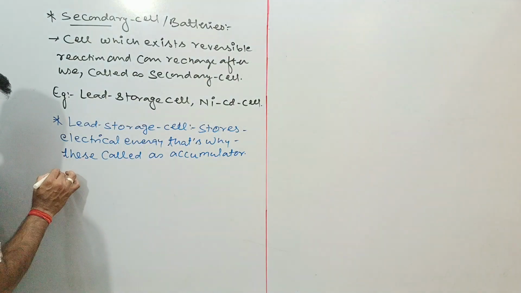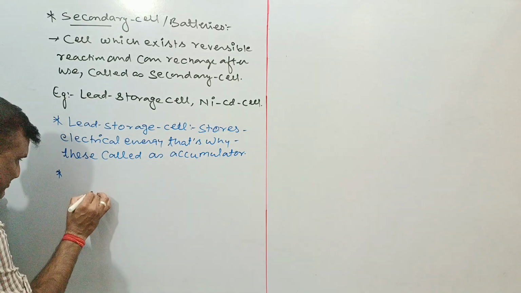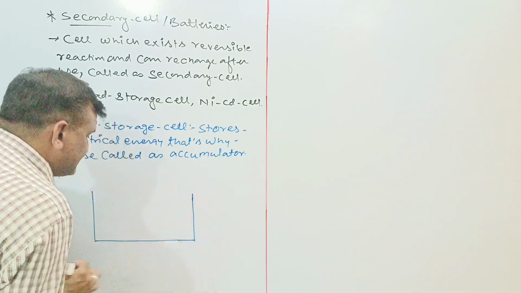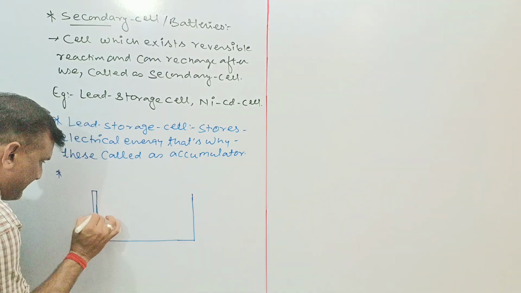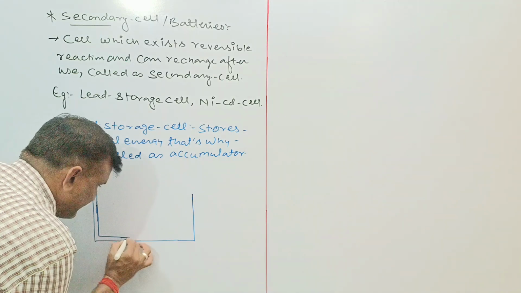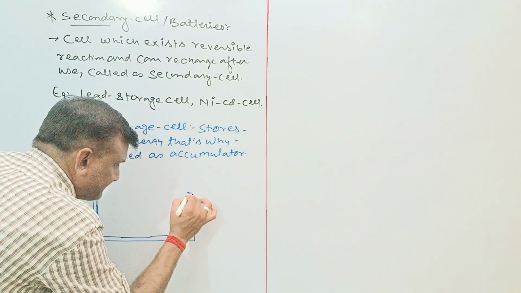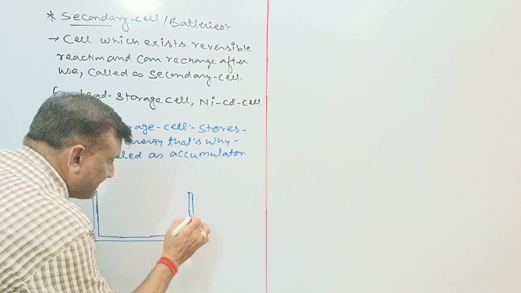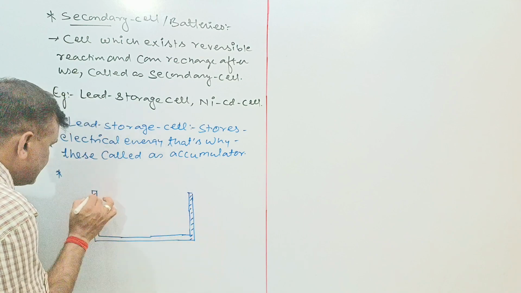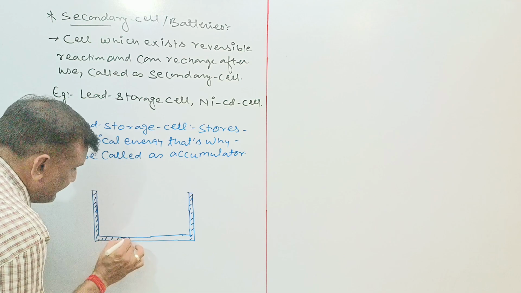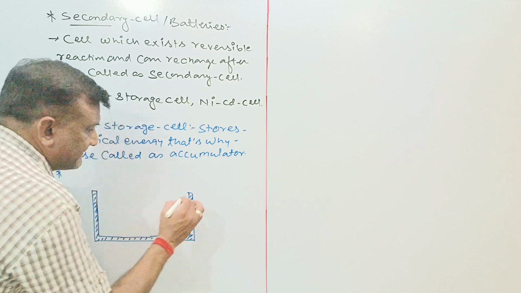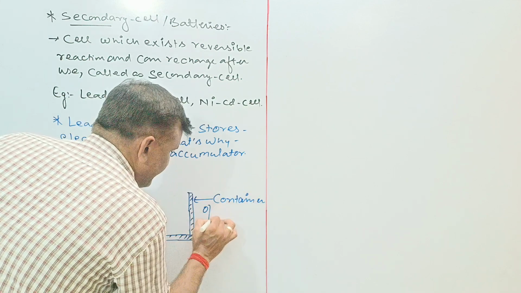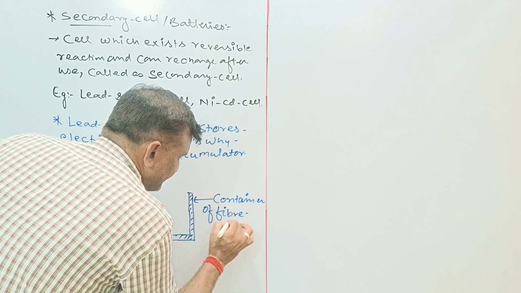If we go with the structure, then diagrammatically it has the following structure. It will be a fiberglass container like this. This is the container made up of fiberglass, or you can say fiber sheet also. This is the container of fiberglass.